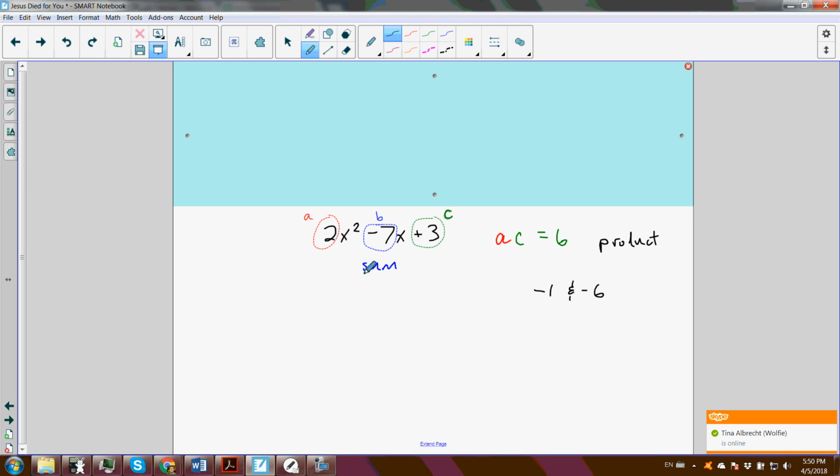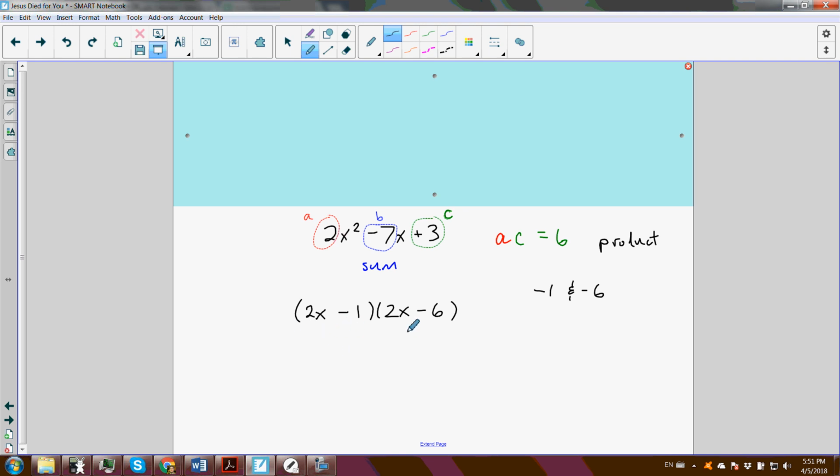So once you've found the two numbers, then you set it up this way. You say 2x. We just put 2x in front of both of the factors, and we stick negative 1 in one of them, and we stick negative 6 in the other one. Now, it's kind of a mathematical trick, and the purpose of this video is not to explain the trick, but it's sound.